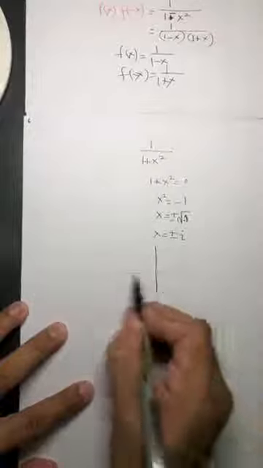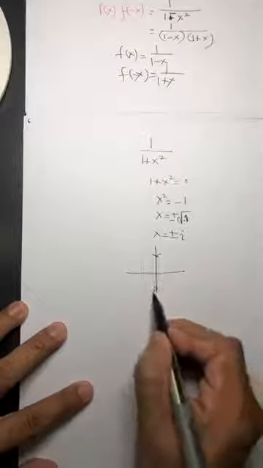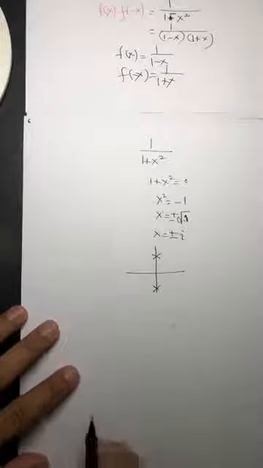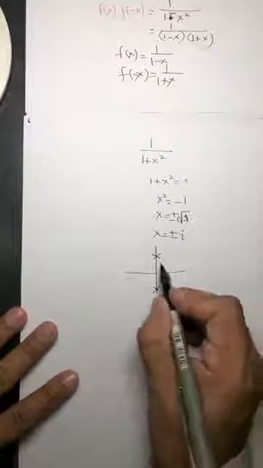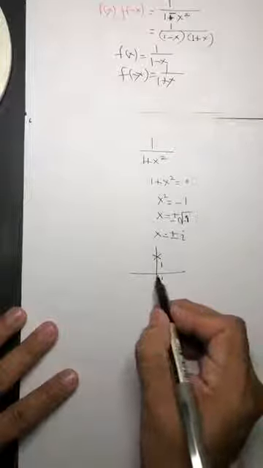So these are the two roots of 1 plus x square. If you plot them, a root here and a root here. These are the roots of 1 plus x square. Okay, 1 plus x square has a root and there is no real part in it.